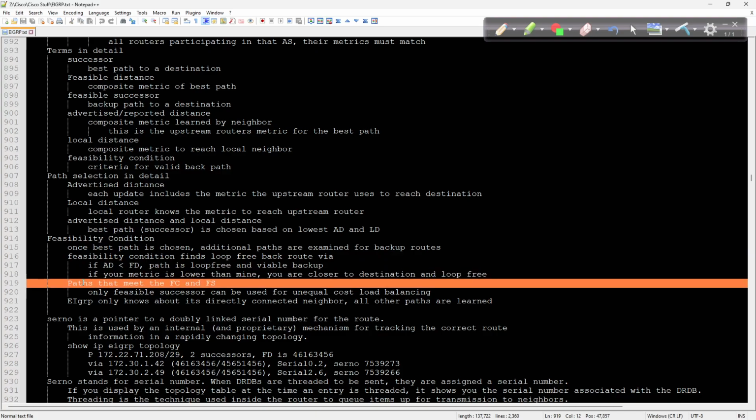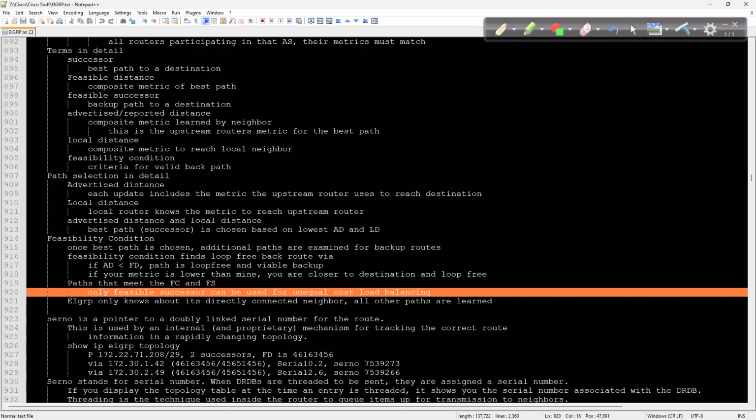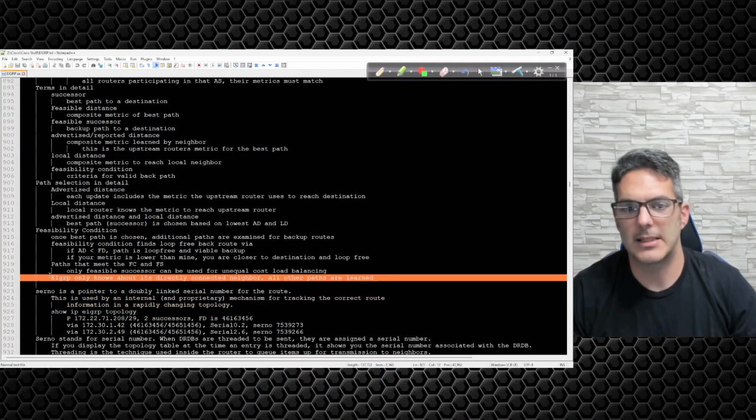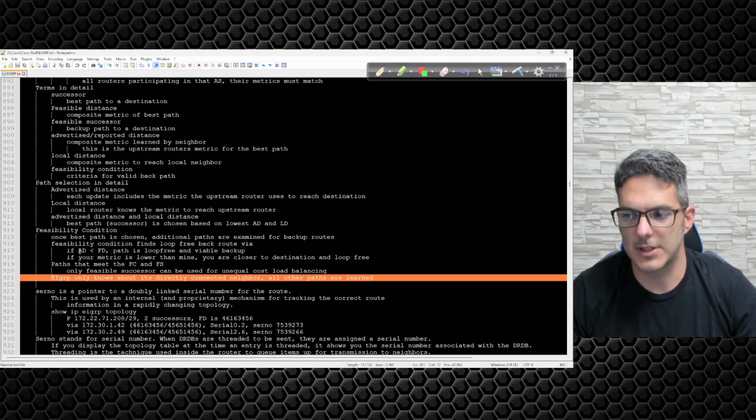Paths that meet the feasibility condition are feasible successors, and only a feasible successor can be used for unequal cost load balancing. EIGRP only knows about its directly connected neighbor. All other paths are learned. So what that essentially means is, well, this is the key thing here.